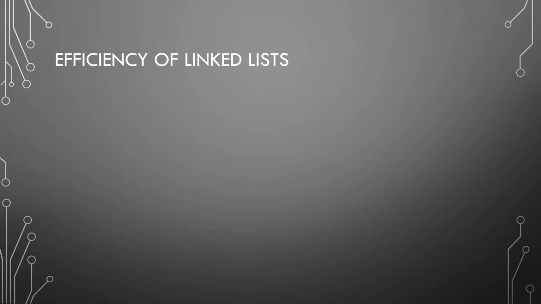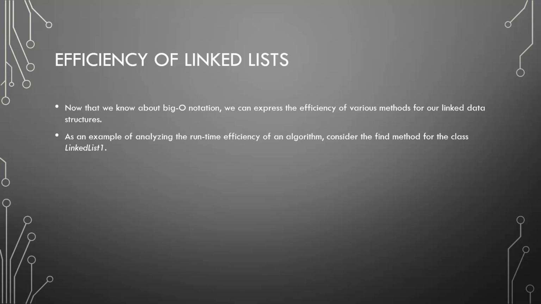So with all this being said, let's tie this back to our main topic that we were trying to talk about, which is that of the linked list. All right, so we know about big O notation. We know how the running time can affect everything. So let's express the efficiency of various methods for our linked list data structures. For an example here, let's analyze the runtime efficiency of an algorithm considering the find method for the class LinkedList1. This is all the way back from the beginning of the unit when we talked about a singly linked list.